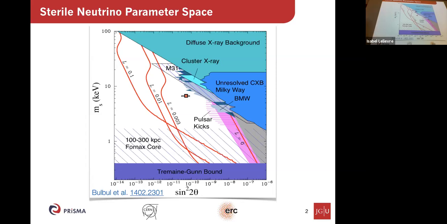There might be a period during the evolution of the universe where the mixing angle becomes very, very large for a short amount of time. So you make sterile neutrinos very efficiently. And that's why with this mechanism, you can go here to much, much smaller vacuum mixing angles and populate also this left-hand parameter region of the parameter space.